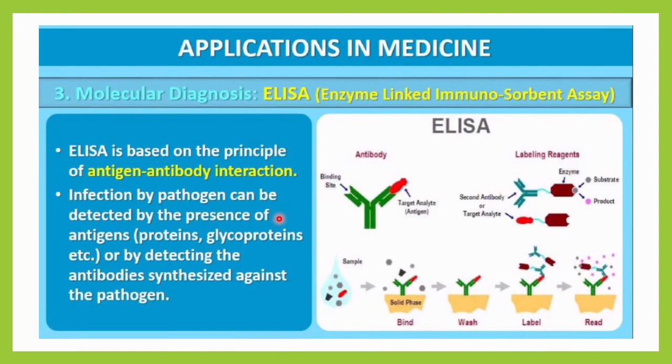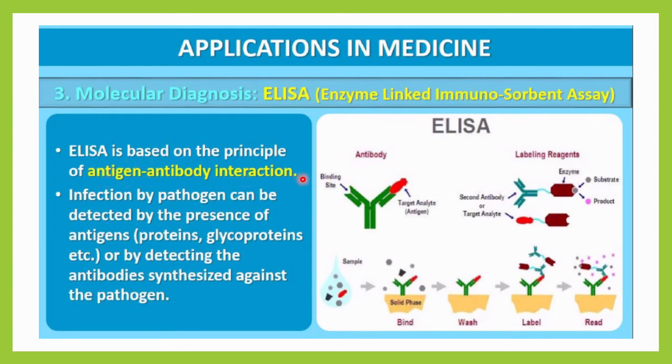Another technique of molecular diagnosis is ELISA. So what is the full form of ELISA? E for enzyme, L for linked, I for immuno, S for sorbent, and A for assay. So that is enzyme linked immunosorbent assay. ELISA is based on the principle of antigen antibody interaction.